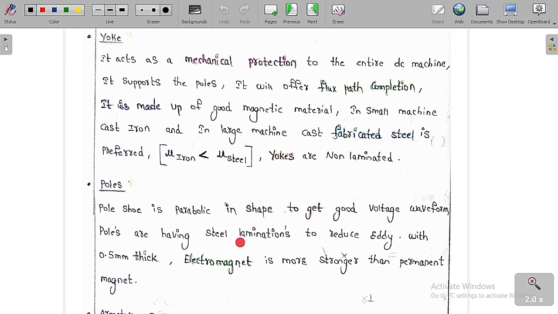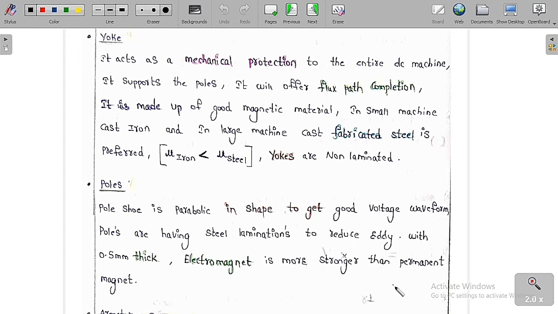Poles have steel laminations to reduce eddy currents, with 0.5 mm thickness. So we are going to use steel to make the poles, but they are laminated. An electromagnet is stronger than a permanent magnet. Electromagnet means if you wind a coil on any steel or iron, that is called an electromagnet. It is stronger than a permanent magnet.